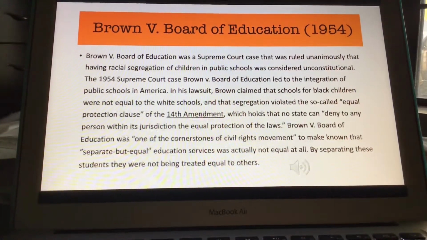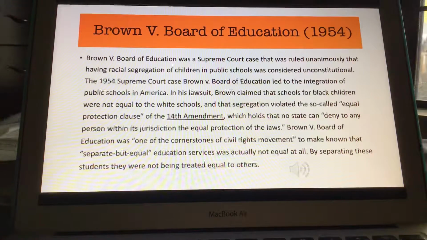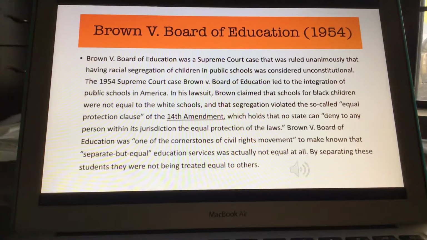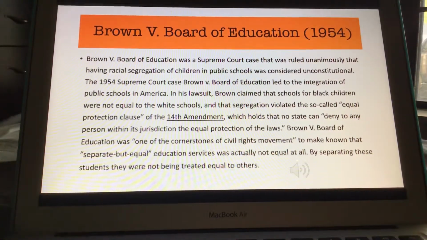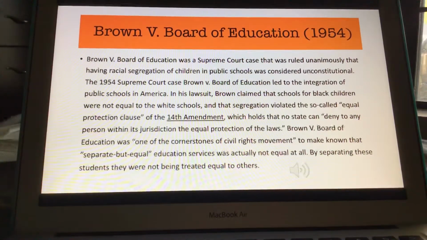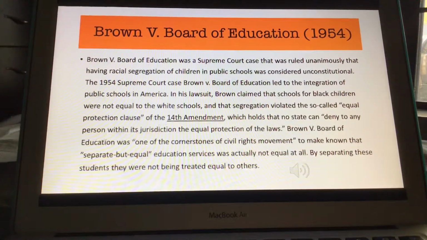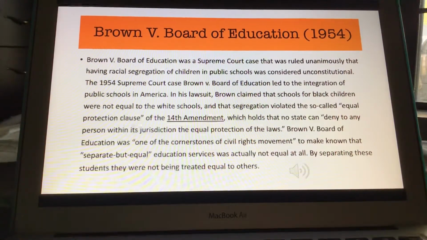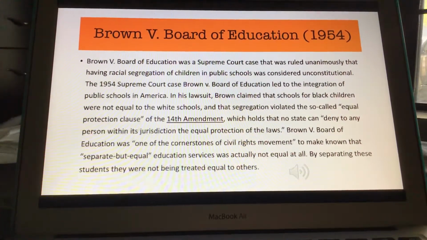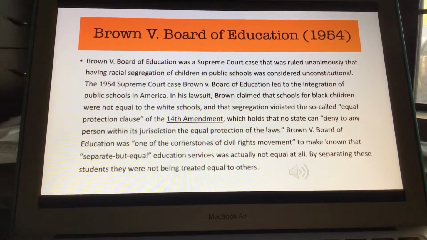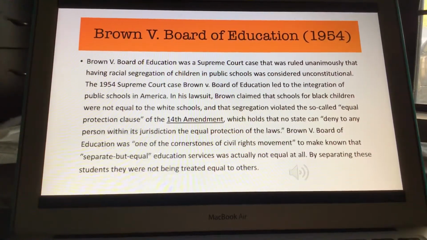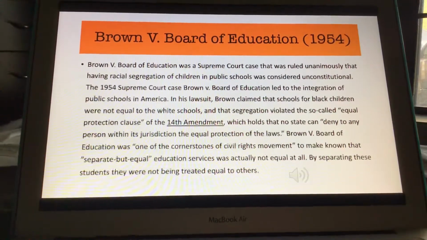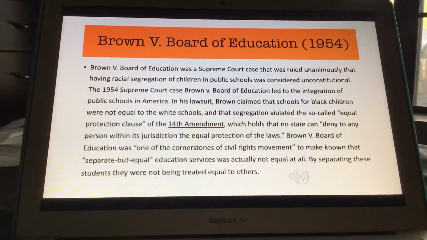In his lawsuit, Brown claimed that schools for black children were not equal to the white schools and that segregation violated the so-called Equal Protection Clause of the 14th Amendment, which holds that no state can deny to any person within its jurisdiction the equal protection of the laws. Brown v. Board of Education was one of the cornerstones of civil rights movements, to make known that separate but equal education services was actually not equal at all. By separating these students, they were not being treated equal to others.